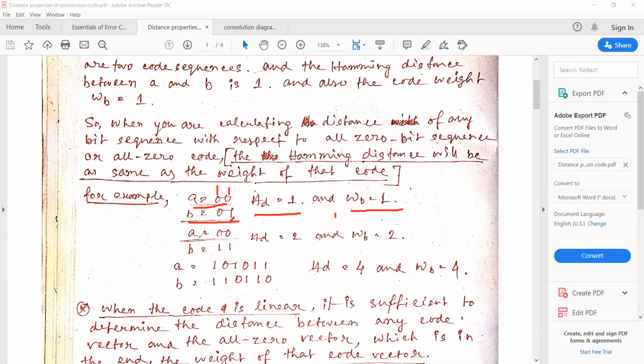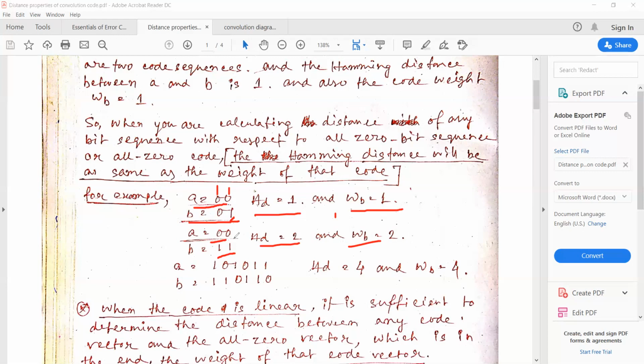For this also, the Hamming distance is 2. That means 0, 0, and B equals 1, 1. So Hamming distance equals 2. And the weight of B is 2, because there are two 1s present in this B. Okay. So that's why the weight of this B is 2, and the Hamming distance between these two is also 2.